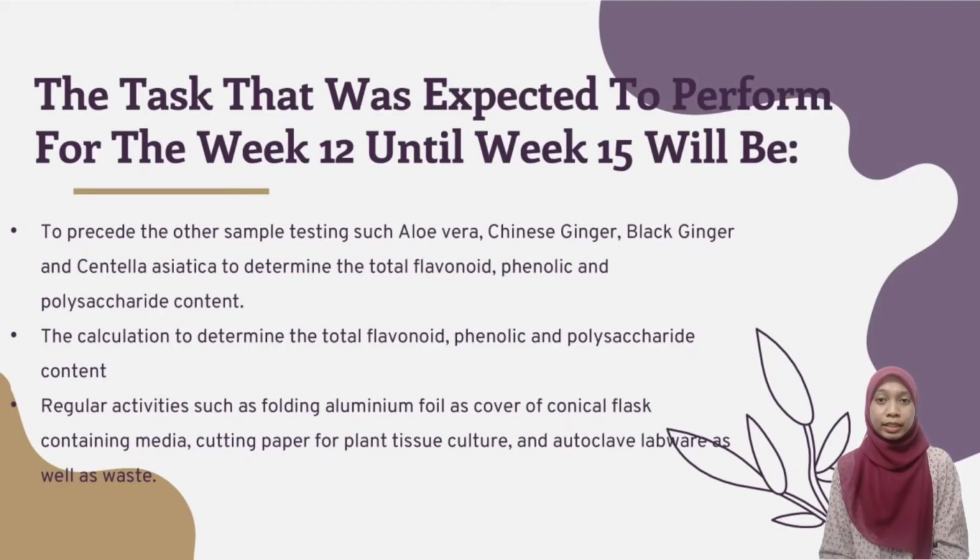The tasks that are expected to be performed for the remaining week will be to proceed with the other sample testing such as aloe vera, Chinese ginger, black ginger, and Centella asiatica to determine the total flavonoid, phenolic, and polysaccharide content. The calculation to determine the total flavonoid, phenolic, and polysaccharide content will also be learned. In the remaining week, I will also continue with regular activities such as folding aluminium foil as a cap to cover the conical flask containing media, cutting paper for plant tissue culture, and autoclaving flatwares as well as waste.